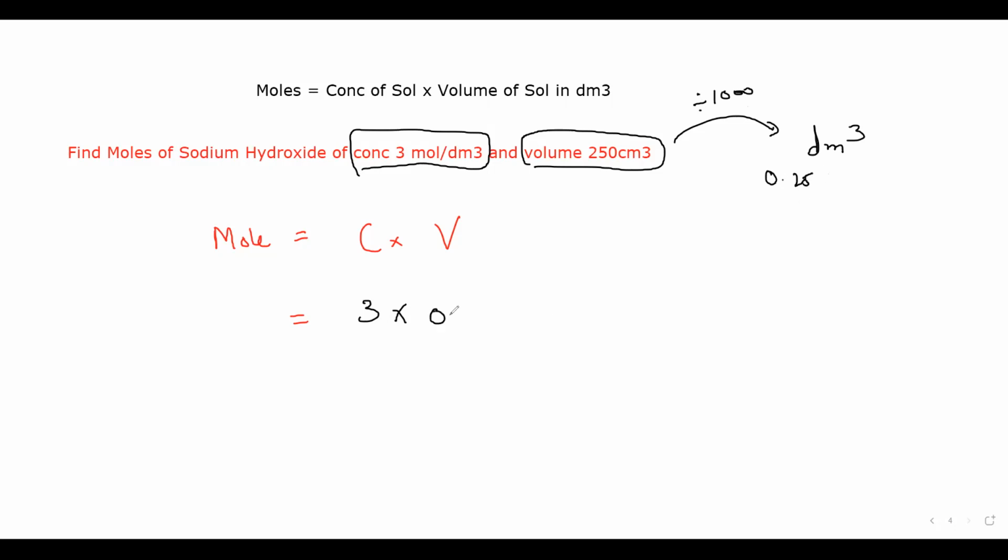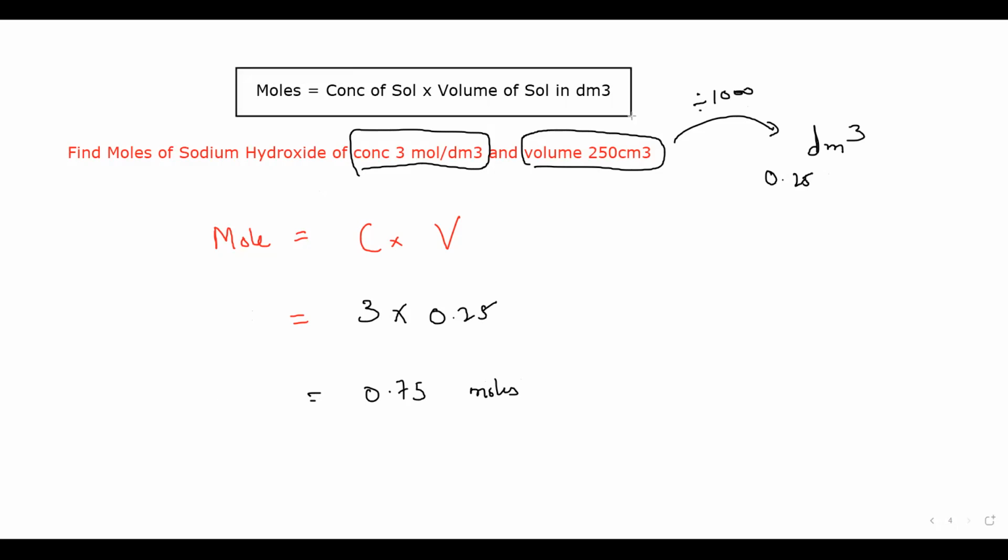So the volume is actually 0.25. So 3 multiplied by 0.25, that's equal to 0.75 moles. Is it clear? This example shows how we can use the second formula to get the moles from the concentration and volume.